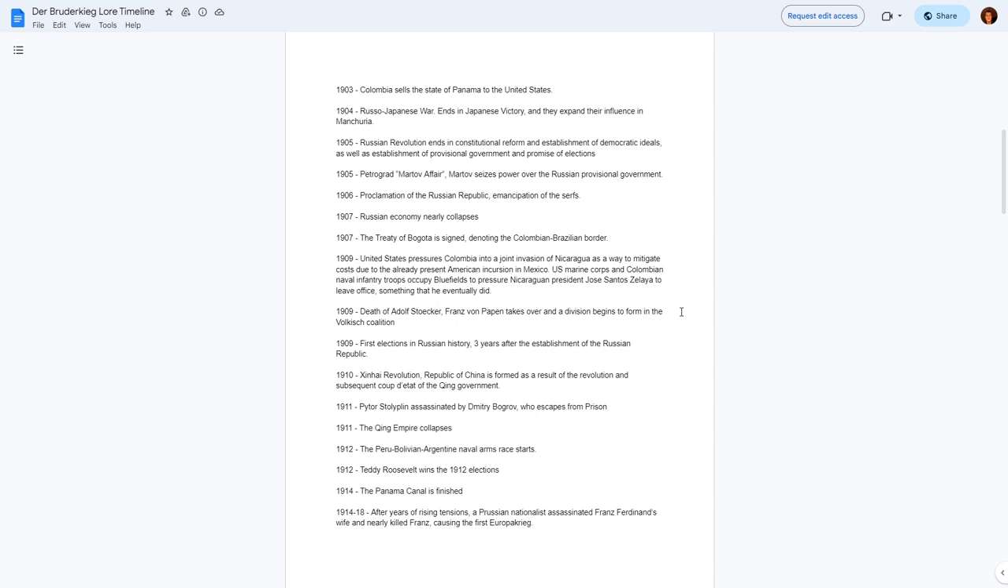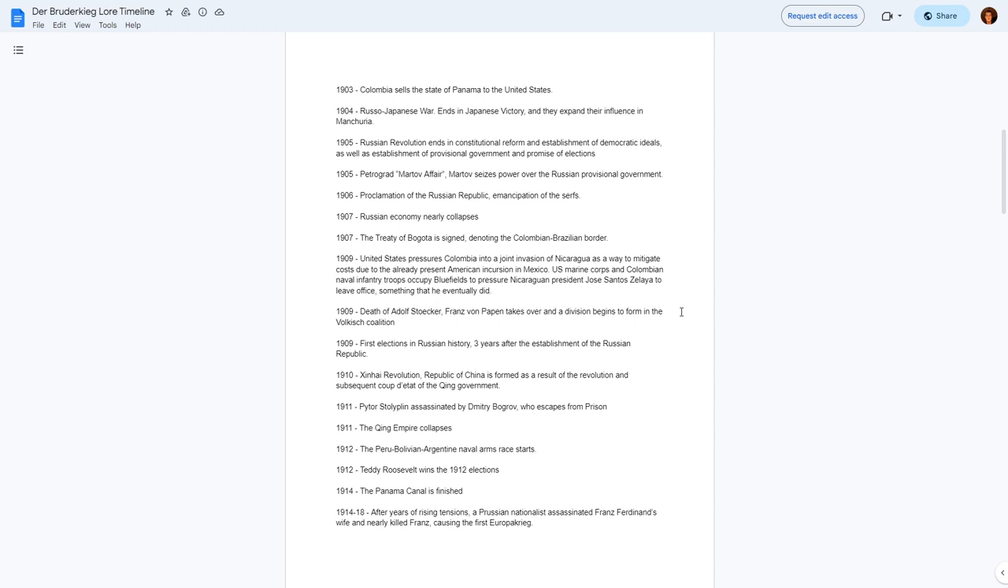1907, Russian economy nearly collapses. 1907, the Treaty of Bogota is signed, denoting the Colombian-Brazilian border. 1909, United States pressures Colombia into a joint invasion of Nicaragua as a way to mitigate costs due to the already present American incursion in Mexico. U.S. Marine Corps and Colombian Naval Infantry troops occupy Bluefields to pressure Nicaraguan President José Santos Zelaya to leave office, something that he eventually did.